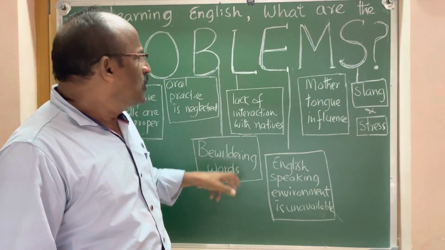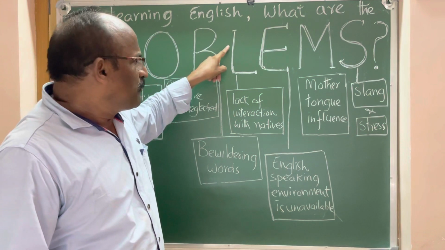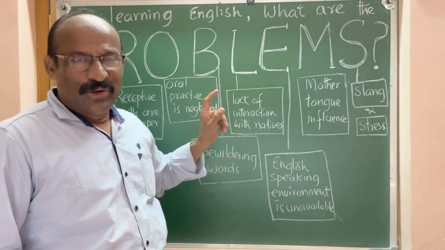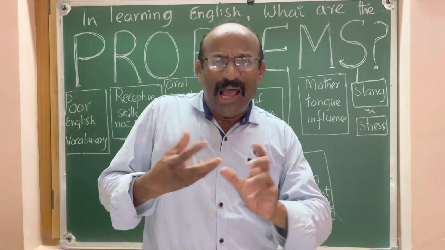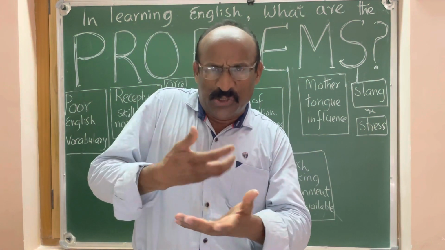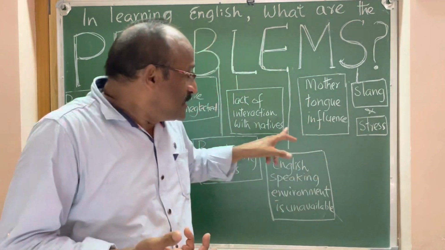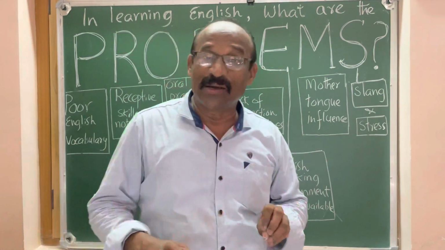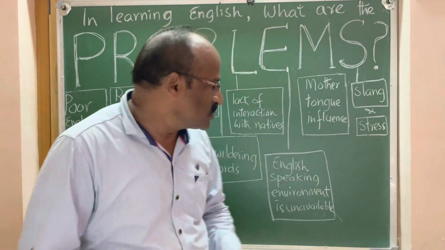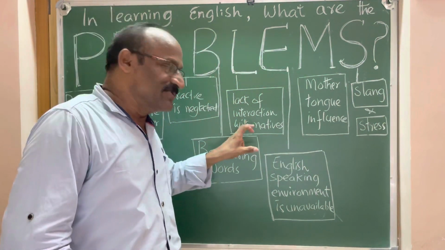Now take L for lack of interaction with the natives. We don't have much interaction with native speakers. This is the main reason why we are not able to speak the English language: because of lack of interaction with native speakers.